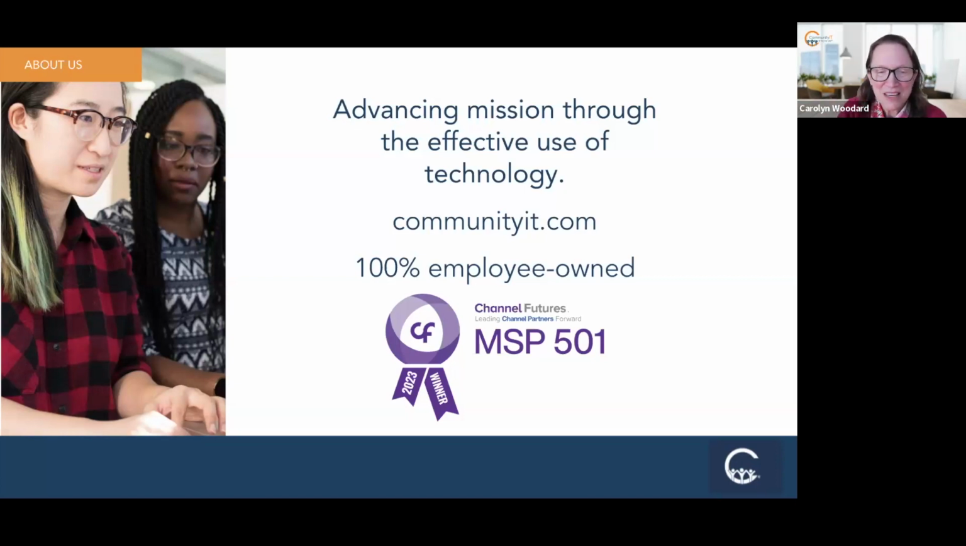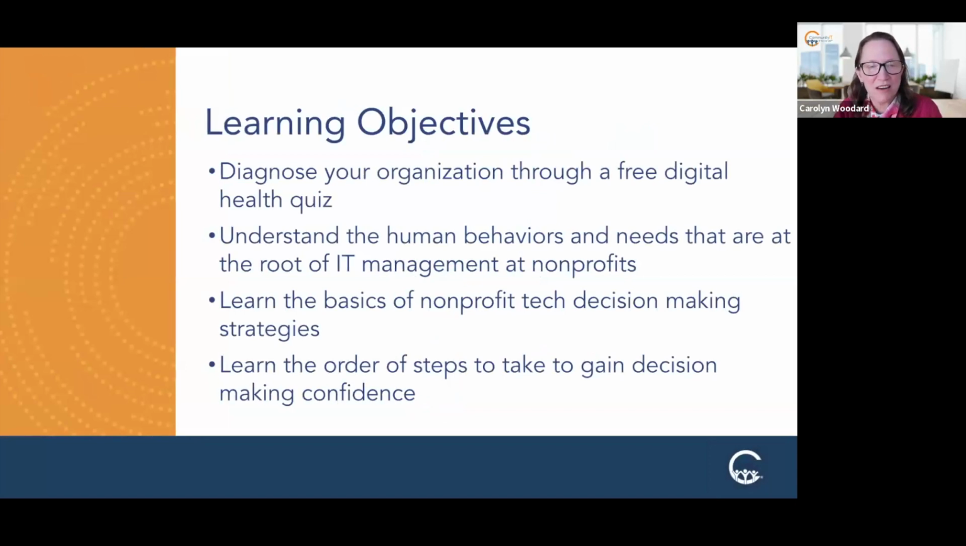So I want to quickly touch on our learning objectives. At the end of the session today, we hope that you can diagnose your organization through a free digital health quiz. We want to help you understand the human behaviors and needs that are at the root of IT management at nonprofits, learn the basics of nonprofit tech decision-making strategies, and learn the order of steps to take to gain decision-making confidence. And I'm very, very happy to talk to our expert today, Tim Lockie from the Human Stack.